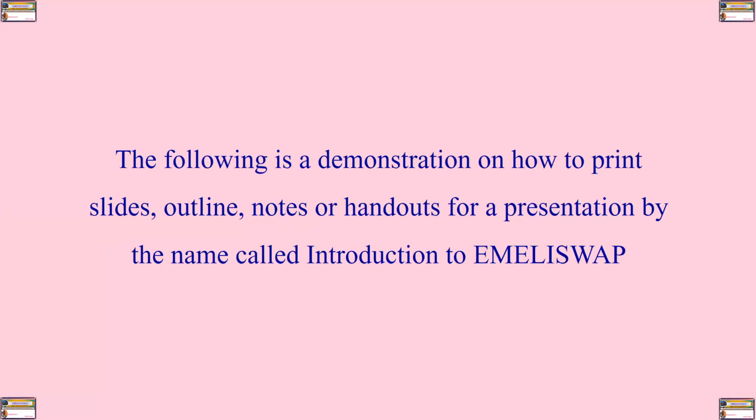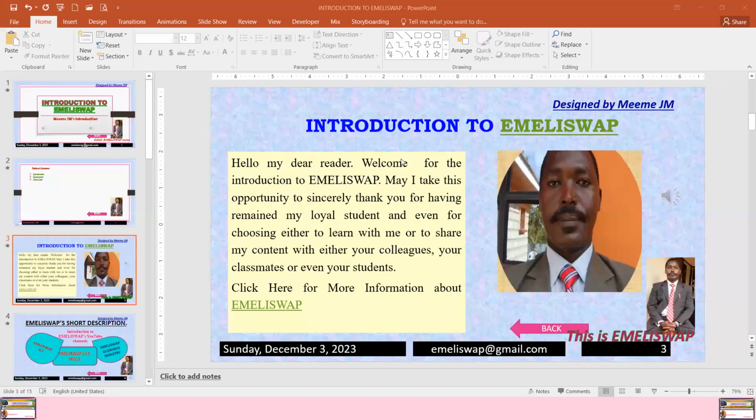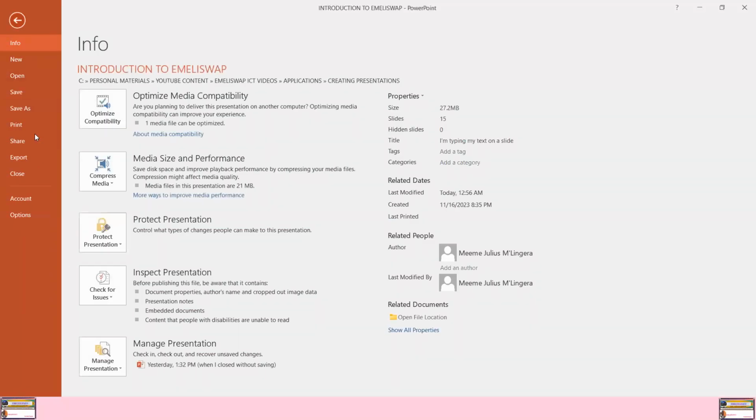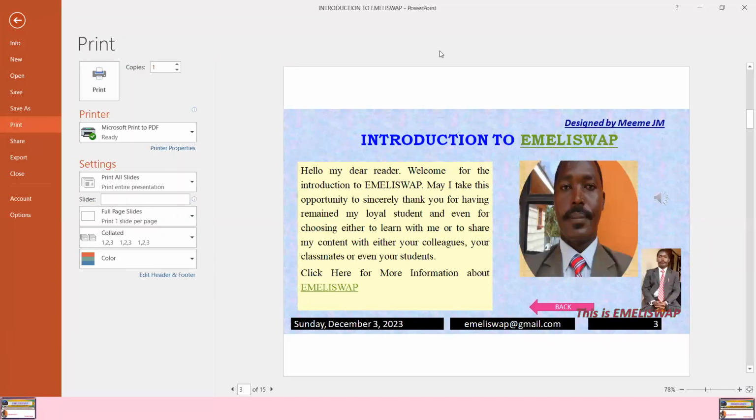So the following is a demonstration on how to print slides, handouts, notes, outlines, etc. in the presentation by the name Introduction to Emily Swap. So if you want to print the various items in our presentation, you open the presentation first. Then you click on File menu and click on Print.